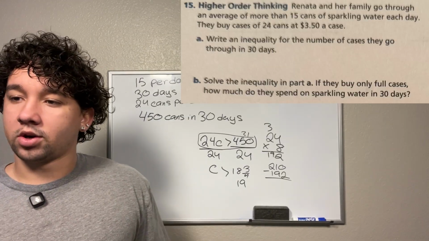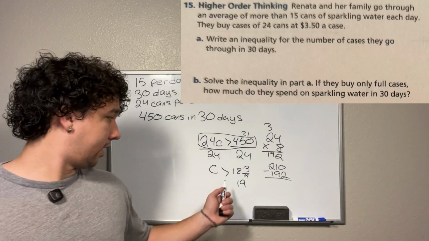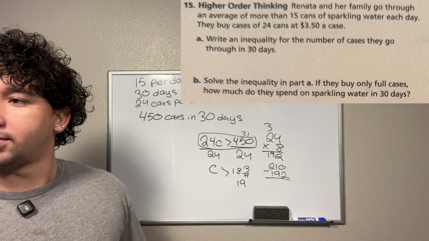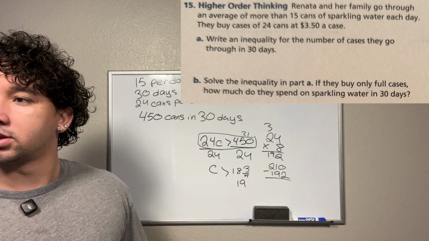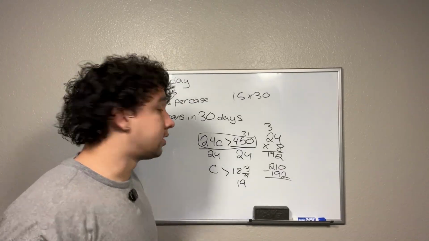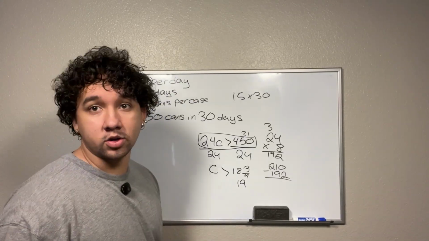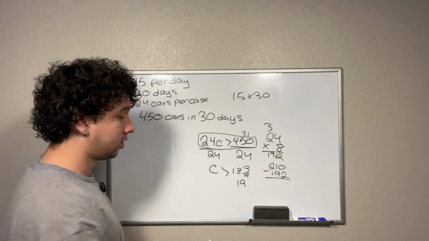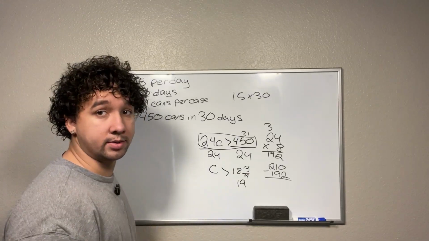Part B says, solve the inequality in part A. Okay, that's what we just did. And then, if they buy only full cases, how much do they spend on sparkling water in 30 days? Again, full cases, right? That's assumed. And now it told us, so double confirmation. And how much do they spend in 30 days? Well, this is how many cases they consume in 30 days.